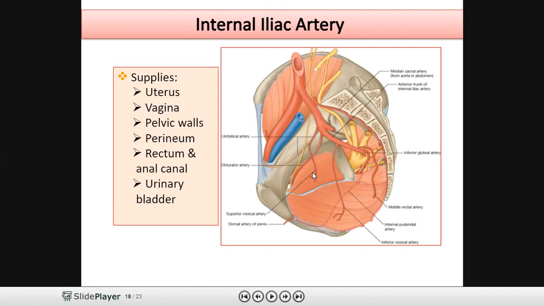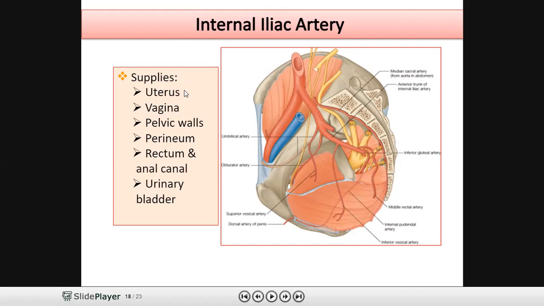And then here we have the superior vesical artery, which is also supplying some parts of the urinary bladder. And then we have this umbilical artery going to supply the umbilicus. And then we have the obturator artery going to supply the obturator muscle in the pelvic region. Then we have this branch we call the medial sacral artery. But this medial sacral artery comes directly from the abdominal aorta, not from the internal iliac artery, but it is supplying the pelvis. So, the median sacral artery.